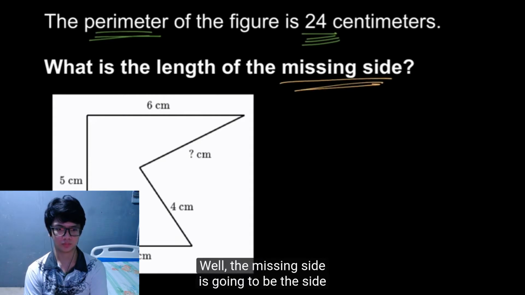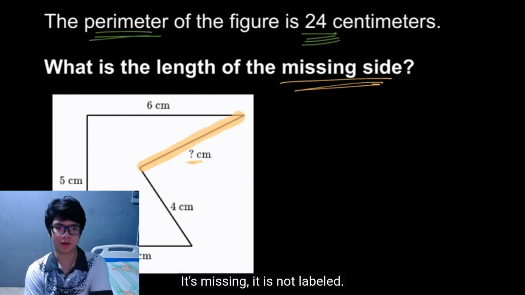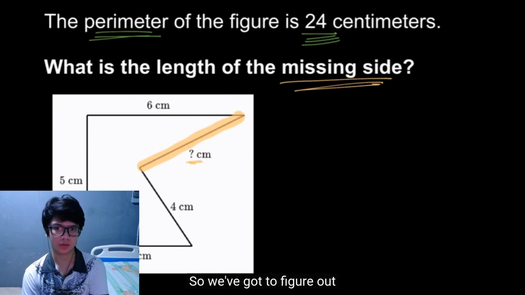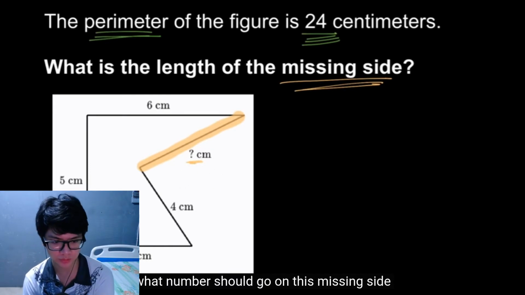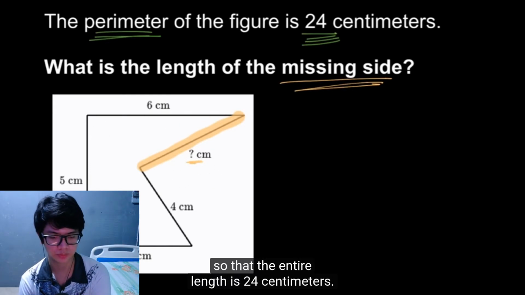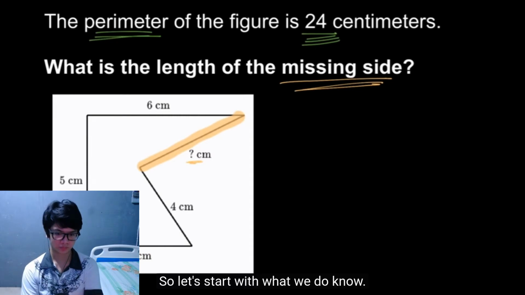Well, the missing side is going to be the side we're not told, so it will be this one here because we have this question mark. It's missing, right? It is not labeled. So we've got to figure out what number should go on this missing side so that the entire length is 24 centimeters. So let's start with what we do know.